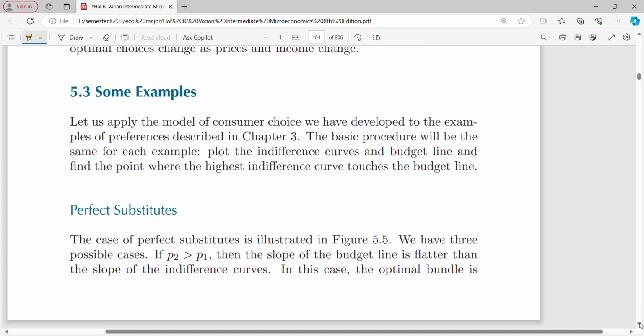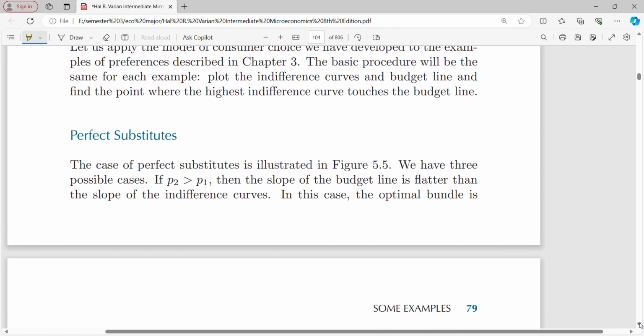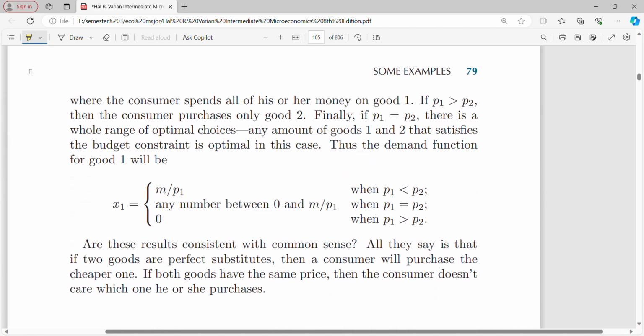Next are examples. We know perfect substitutes. You will remember the example of blue pencil and red pencil, right? So in perfect substitutes, for the optimal choice, there are three possible cases. This is very, very important. As I said, the consumer doesn't care about the color of the pencil. He just wants that number of pencils.